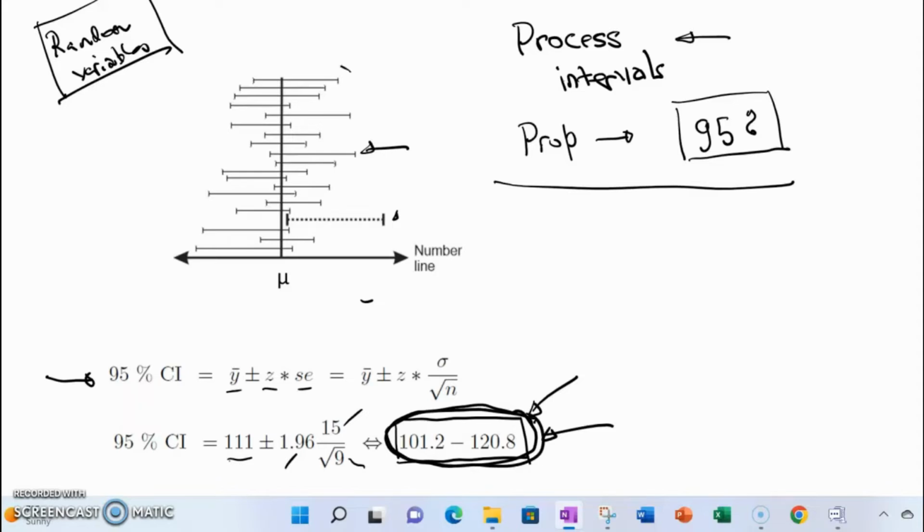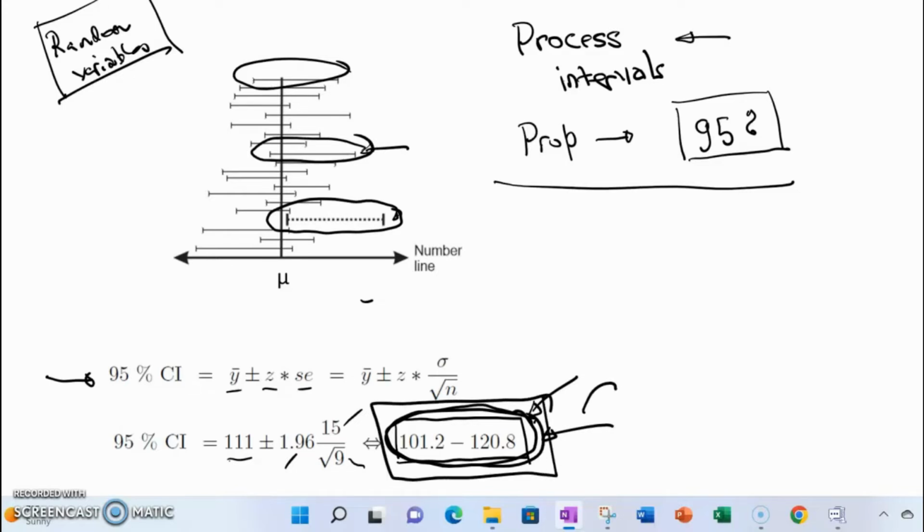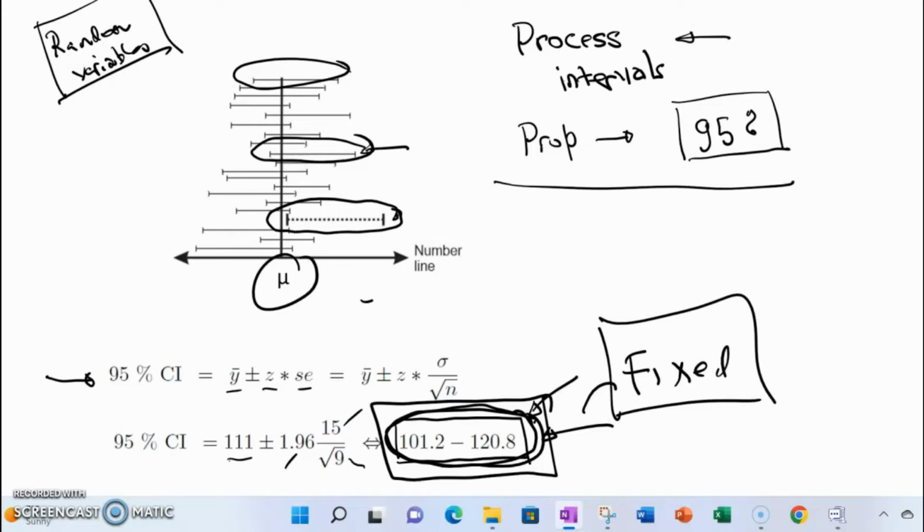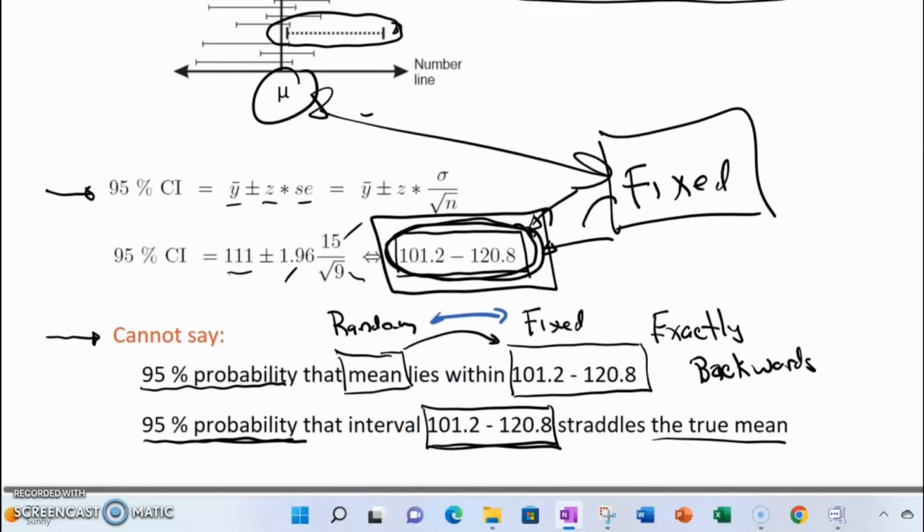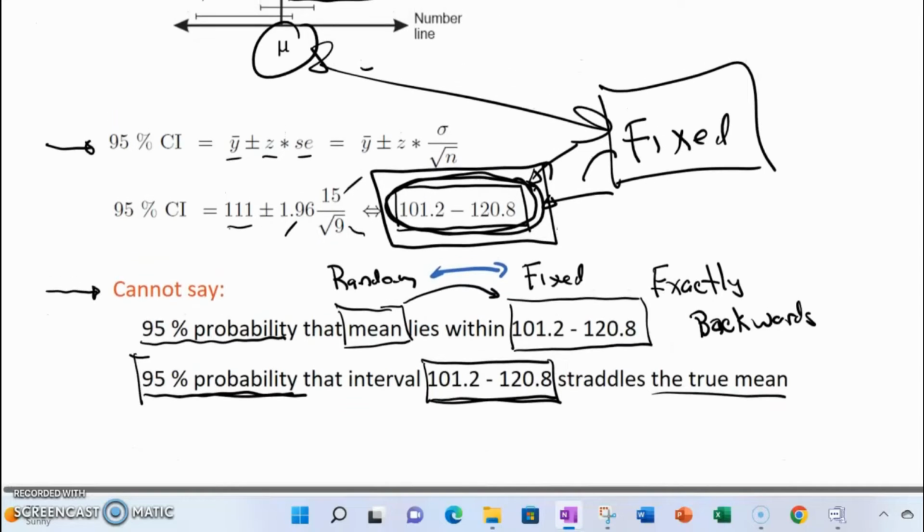We don't know whether this is the interval we got, this is the interval we got, or we were unlucky and this is the interval we got. Once we have this interval, it is fixed. Once we've got it, mu is certainly fixed. So we've got two fixed items. It really doesn't make any sense to speak of probability.